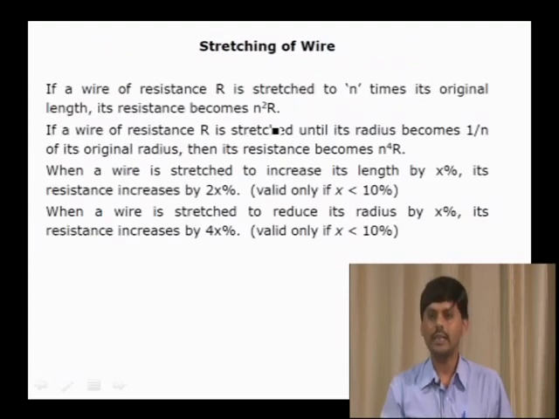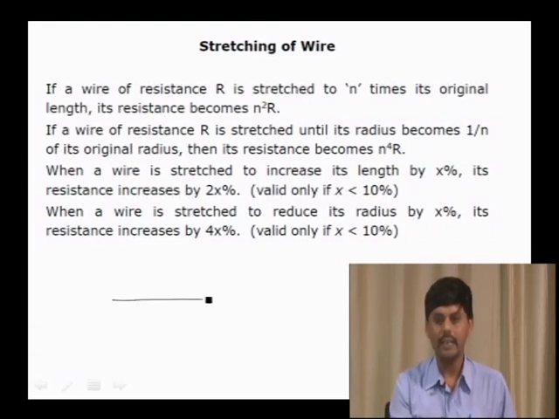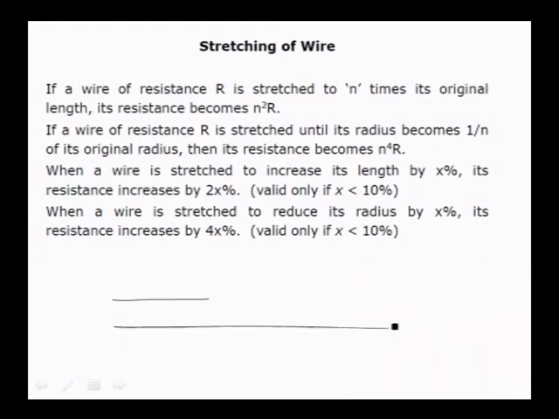Next I will move on to the concept called stretching of the wire. Stretching of the wire means if you have a wire like this, by applying some thermal heat treatment, whatever it may be, it is going to expand like this. This is the original wire, this is the expanded wire. If you expand it, the resistance changes. Why does resistance change? The resistance is directly proportional to the length and inversely proportional to the area. When we stretch the wire, length increases, area decreases, so obviously resistance increases.